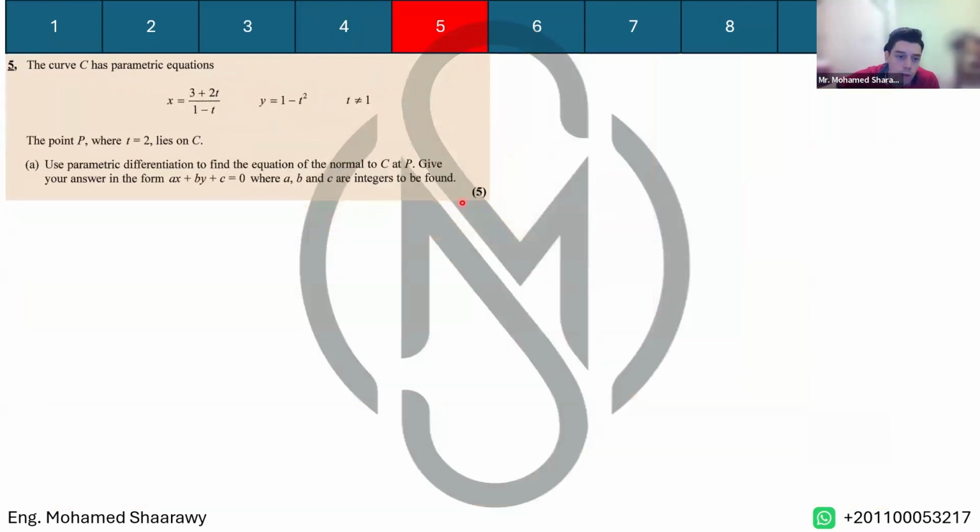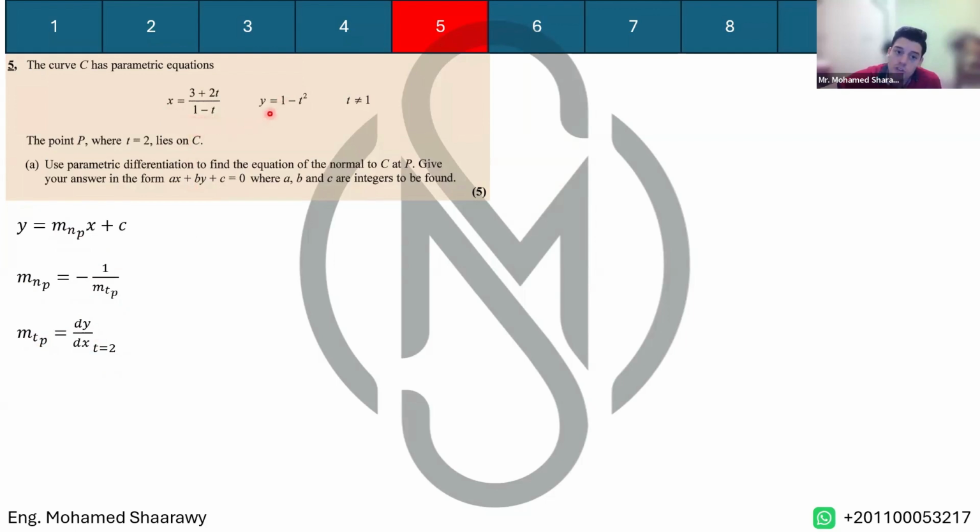So for the equation of the normal, I can say y equals mx plus c, where m is the slope of the normal at P. So what's the slope of the normal at P? It's negative the reciprocal of the slope of the tangent at P. Okay, how can I get the slope of the tangent at P? It's dy by dx when time equals 2, which is the location of P. dy by dx is differentiating y with respect to x, but here's a problem.